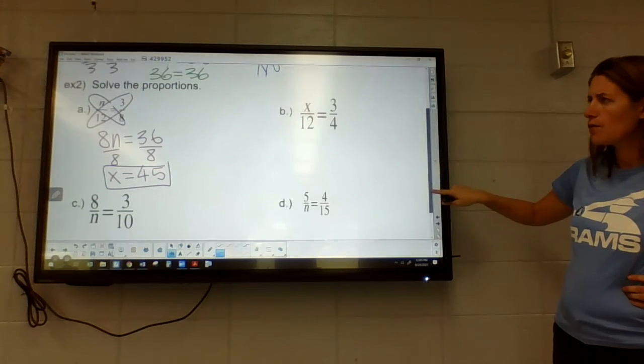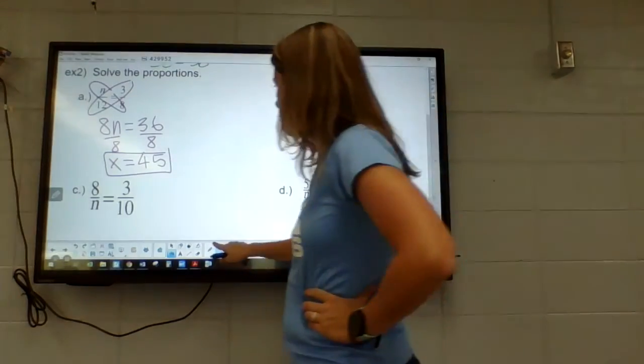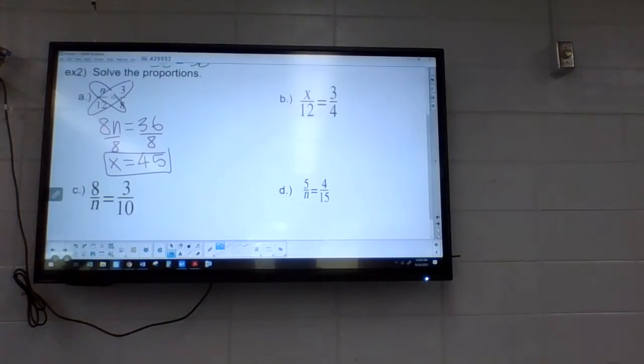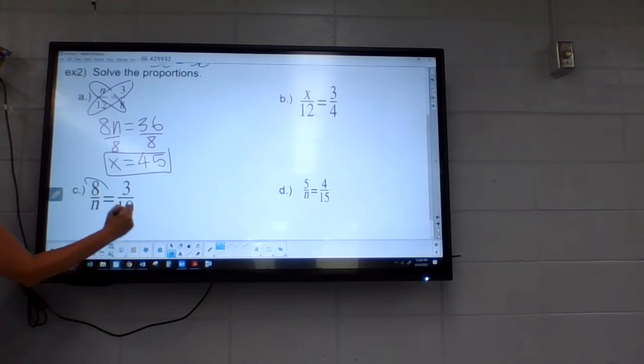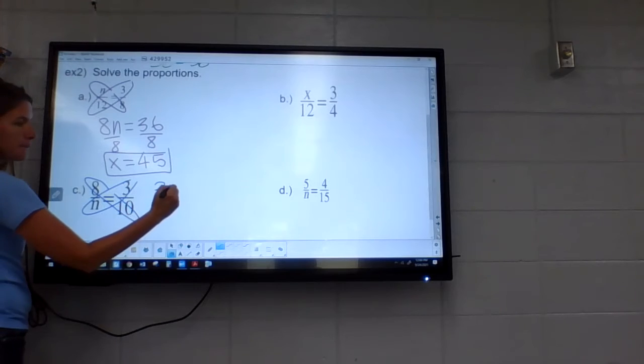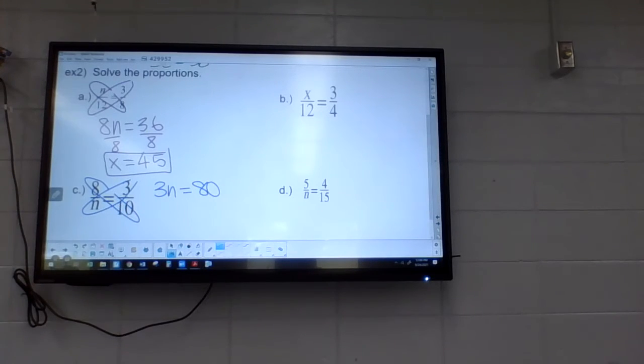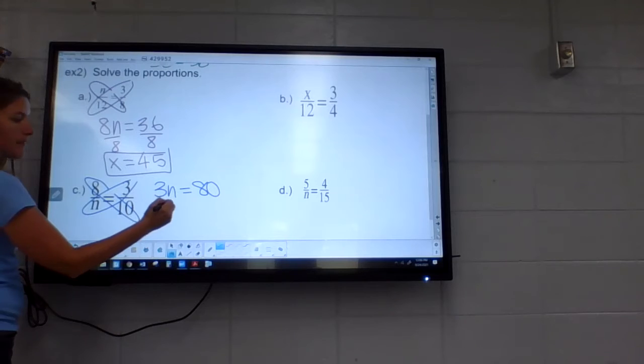Go down here. All right, don't let the variable in the bottom scare you. And I'm sorry, my font is weird on these. I don't know why the 3 over 10 is so big. Shouty 3 over 10. So we're going to do our cross products here. So we get 3n equals 8 times 10, which is 80. So it doesn't matter if the variable's on the top or the bottom. We don't really care. We're going to divide by 3.